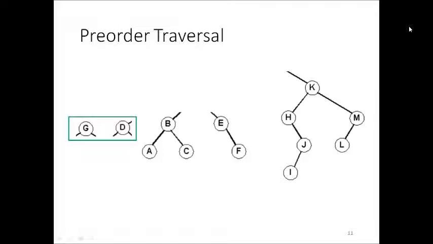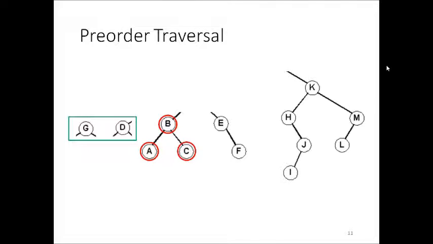Now, node G and node D are at their final positions in the visiting sequence. Next, we will traverse the subtree rooted at node B. Following the same pre-order traversal strategy, we first visit node B, which is the root node in this subtree, and then we traverse its left subtree, which is actually a leaf node A, and right subtree, the node C.